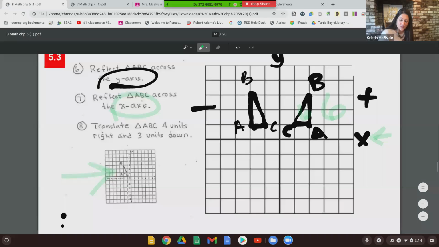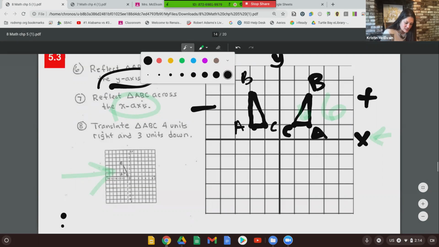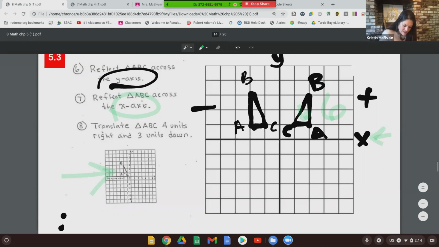Okay, number 7, we are now going to reflect across the x-axis. And we go with the original triangle right here, because this one over here is now, that's like A1, B1, C1. Okay, so we're going to go across the x. So remember, it's a mirror image. Oh, I'm still in the big one. So this is going to be A. This one is C. And down here is B. Okay, so then that one is number 7.